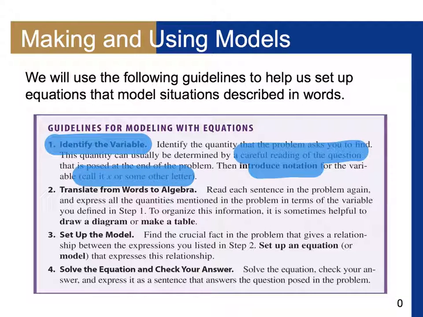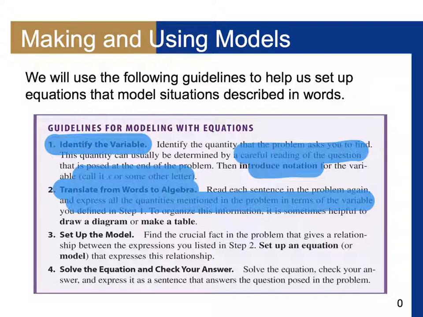Second step is to translate that word problem into algebra. So translate from words to algebra. Read each sentence in the problem again and express all the quantities in terms of the variable. Draw a diagram or make a table. That's important, that we're doing some sort of diagram or table to make that translation.